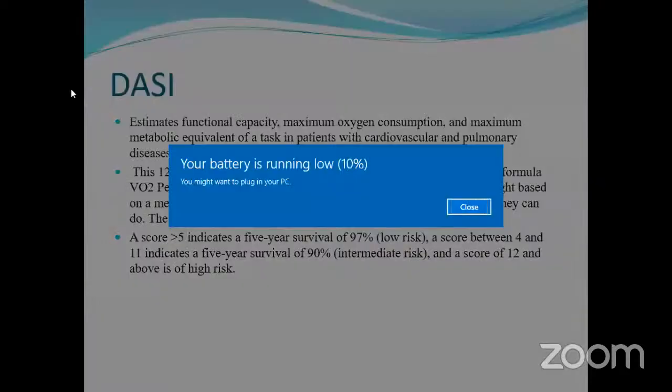I'm losing energy, so I'm just trying to fix things. Yes, I'm losing power. Yes.